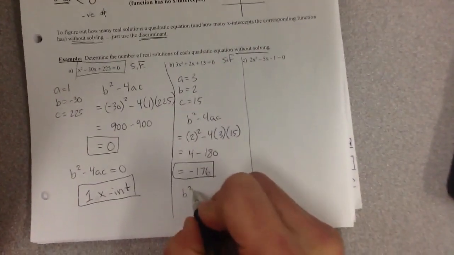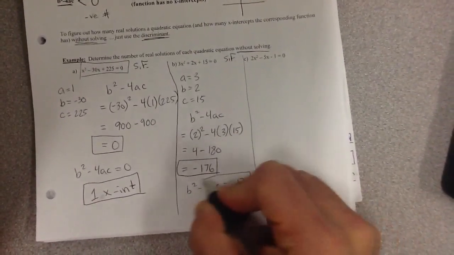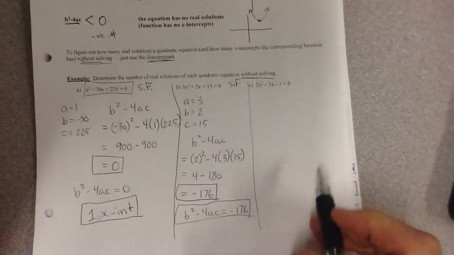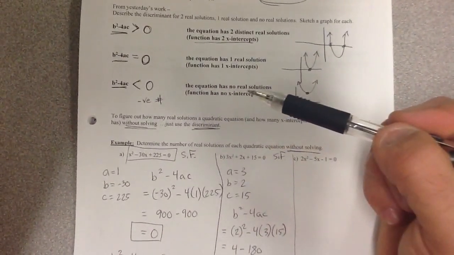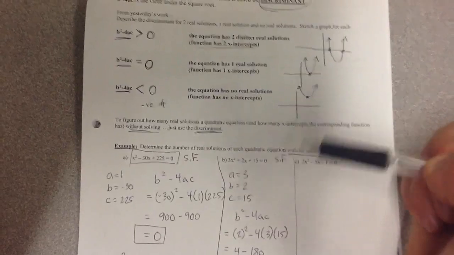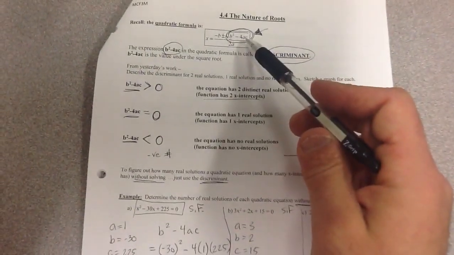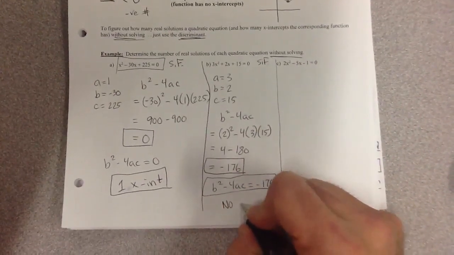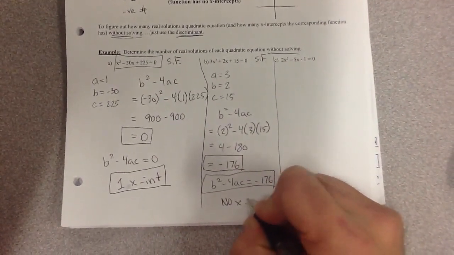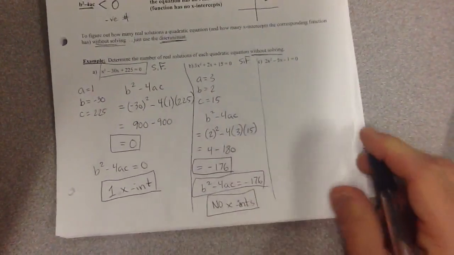So if b squared minus 4ac is equal to negative 176, if this is ever equal to a number less than 0, any negative number, the equation will have no solutions, because remember, if the number underneath the square root sign of the quadratic formula is negative, you cannot take the square root of a negative number. So this would end up having no x-intercepts. Okay, so no x-intercepts is the answer there.